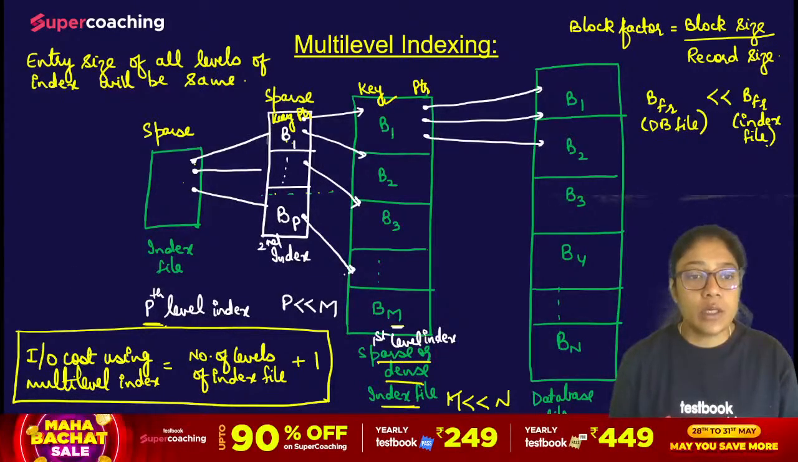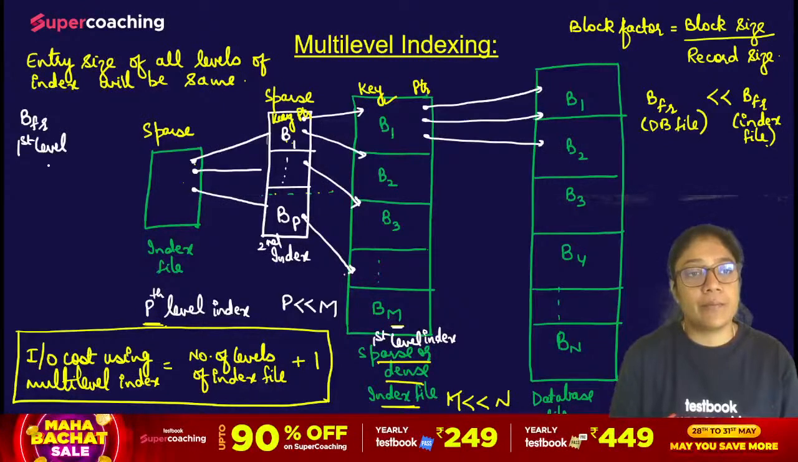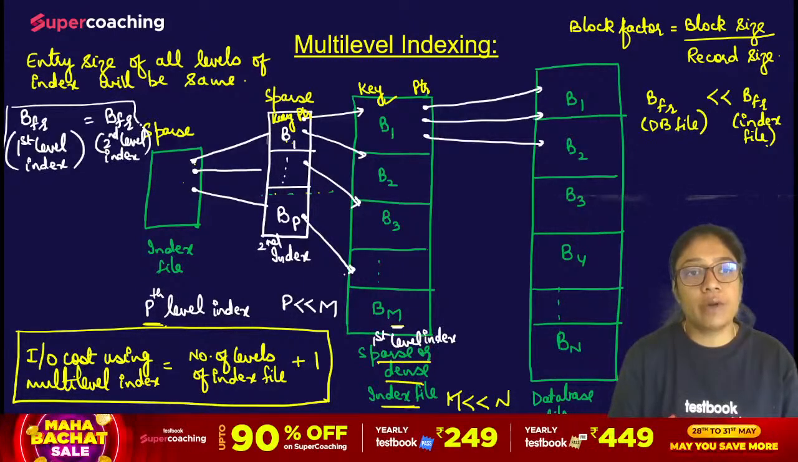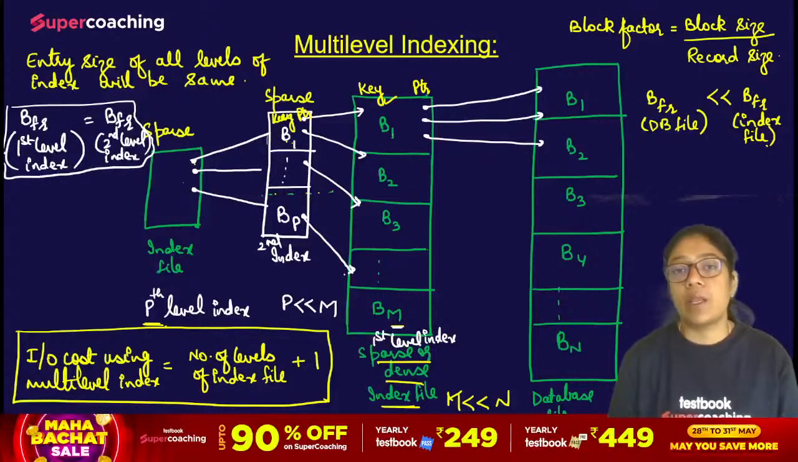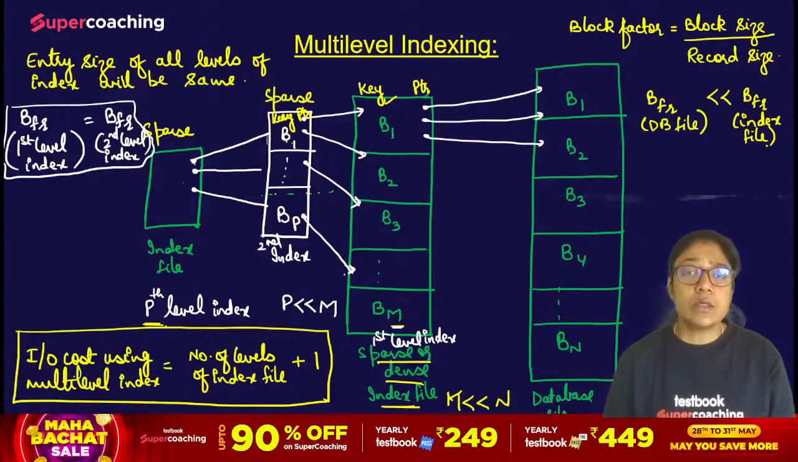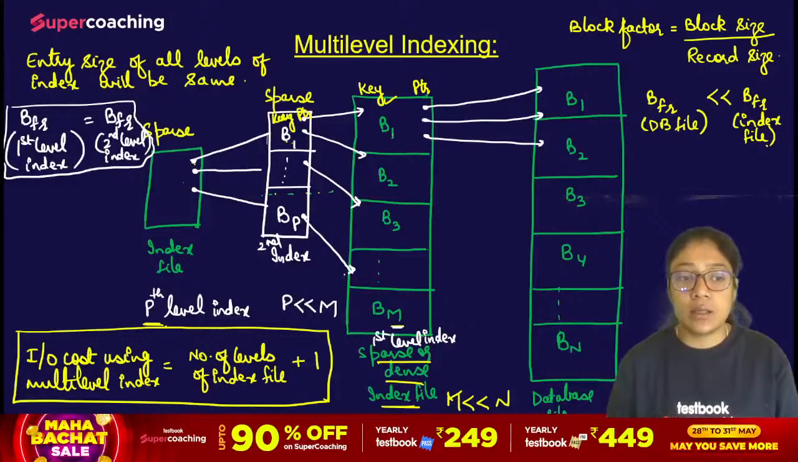So let me write this point here for your reference. Block factor of first level index is same as that of the block factor of second level index, and so on. So conclusion is block factor of all the index files is same. Any doubt on this point? Because on the basis of this, we were asked one question in the GATE exam. We will be talking about that once we are clear with all these concepts.